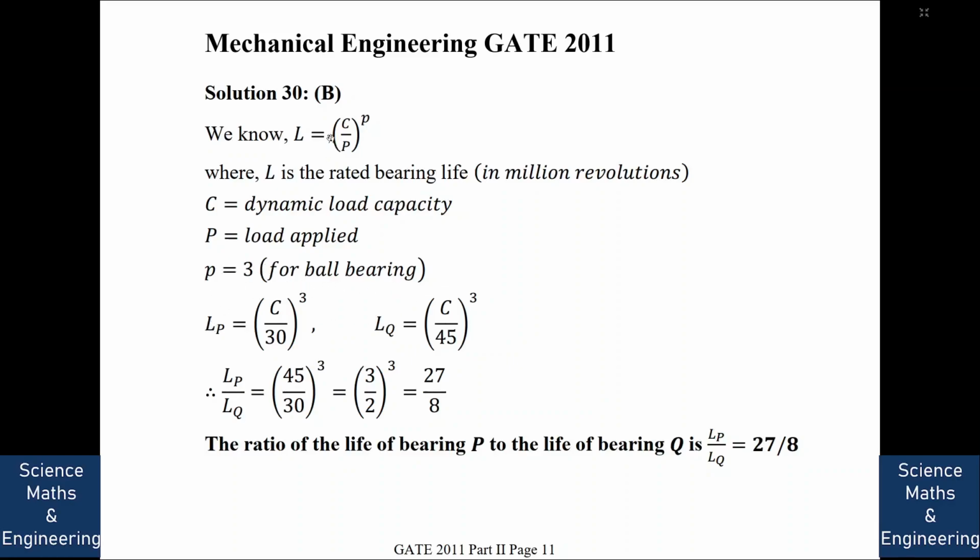Now this rated life L for P is equal to C by 30 to the power 3, LQ is equal to C by 45 to the power 3. Now the dynamic load capacity C is constant, C is the same for both of the bearings as they are identical bearings. So from here we get the life of P, LP divided by LQ is equal to 45 divided by 30 to the power whole cube, that is 45 by 30 is 3 by 2 to the power whole cube, so this is equal to 27 by 8. So the answer is 27 by 8. So we'll go to the next question.